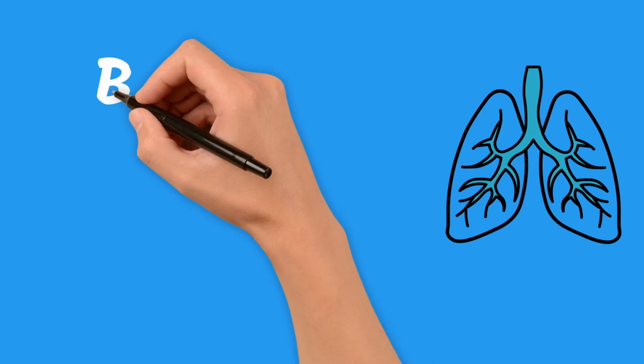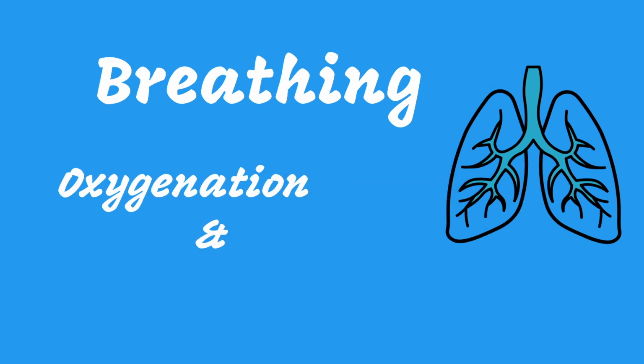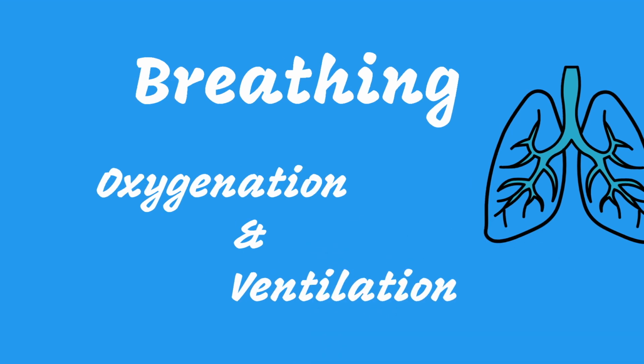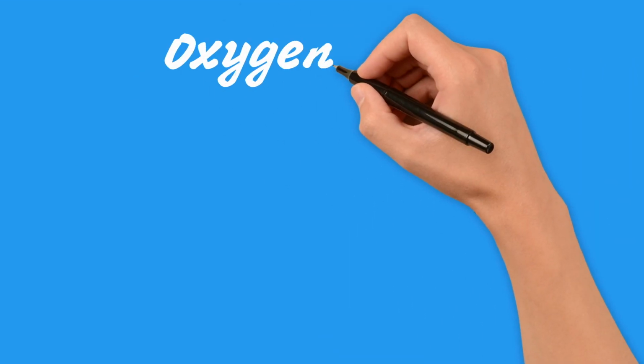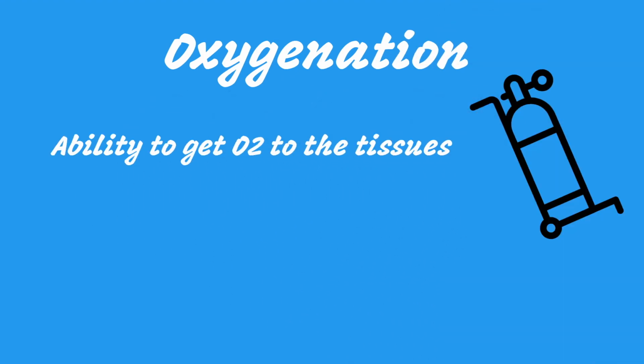When we think of breathing, we just think of generally the ability to move air in and out. But really, breathing's broken down into two subcategories, our ability for oxygenation and ventilation. So let's talk about each of these. So we'll start with oxygenation. Oxygenation really is the body's ability to move oxygen from the lungs into the bloodstream so it can reach our vital organs and our tissues.